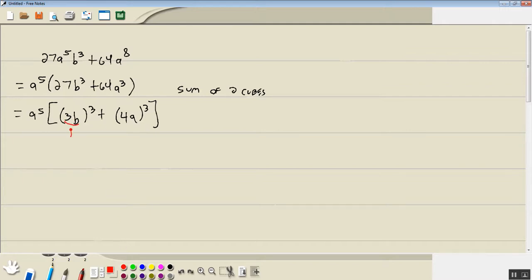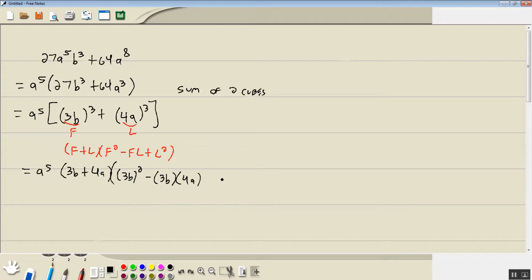Now I'm going to label these. This is what's in my first set of parentheses. This is what's in my last set of parentheses. The formula for the sum of 2 cubes is f plus l times f squared minus fl plus l squared. So the a to the 5th carries down. Now everywhere there's an f, I'll plug in 3b, and everywhere there's an l, I'll plug in 4a. So we're going to have 3b plus 4a, and then we'll have 3b squared minus 3b times 4a plus 4a squared.